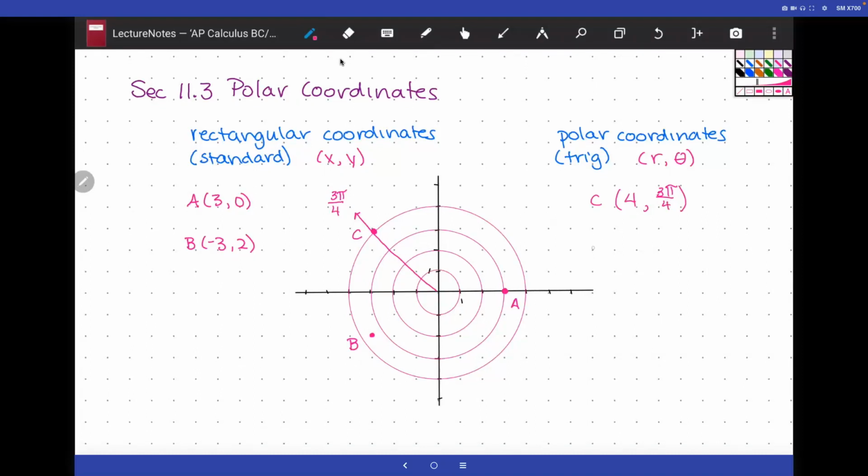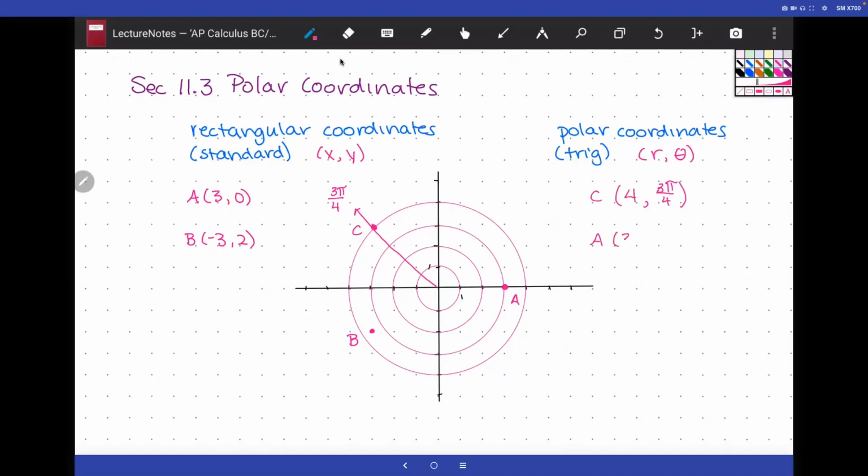Especially if we talk about something like point A. What are the coordinates for point A in polar form? 3, 0. Wait, what? That's the same thing. That's crazy. Wait, what about this one? Let me put one over here. Point D. Point D in rectangular form. What are the rectangular coordinates for point D? Yeah, -2, 0. What are they for polar coordinates? 2 pi. Yeah.